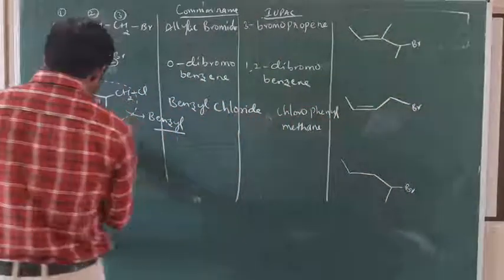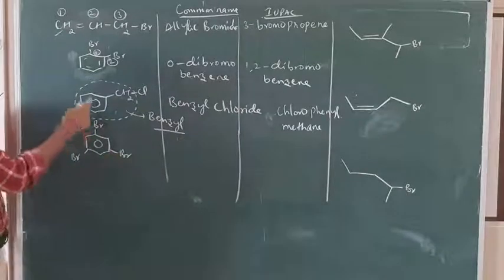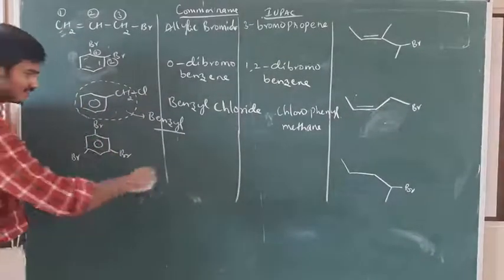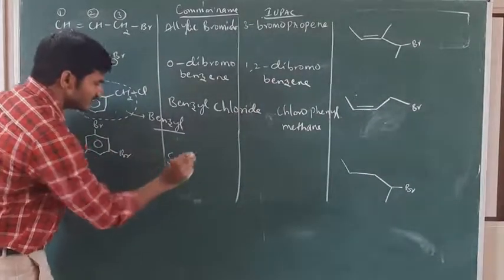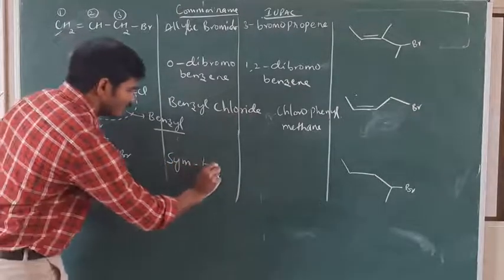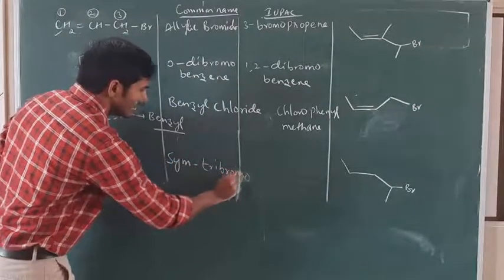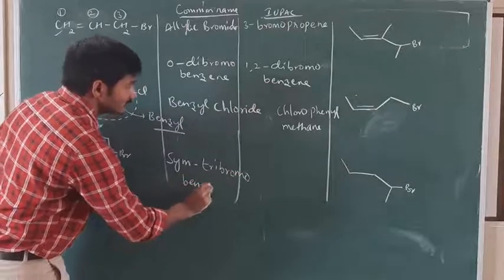This molecule is a symmetrical molecule. As it is symmetrical, I write it as symmetrical. How many bromines are there? Tribromo. Tribromobenzene.